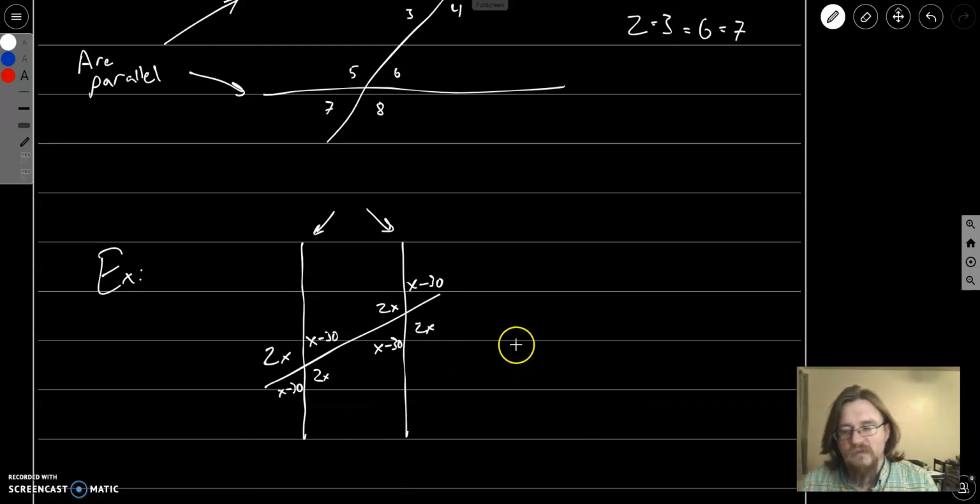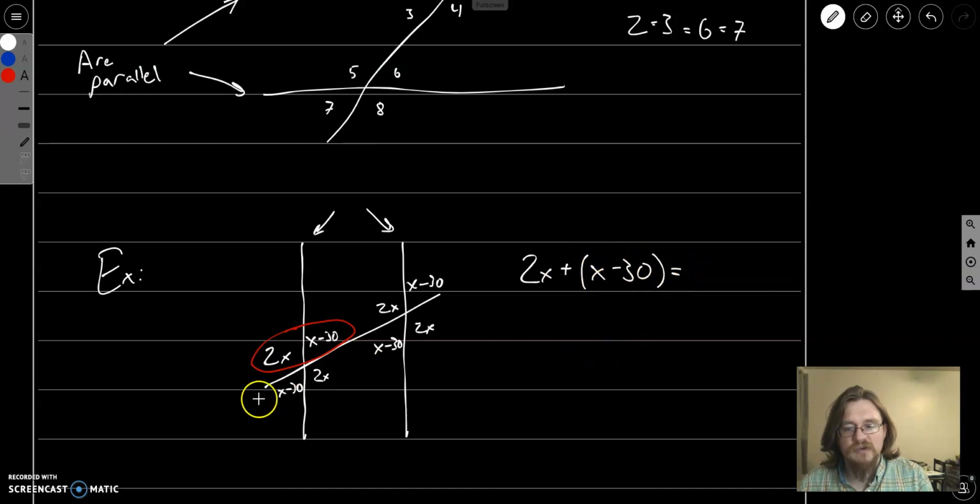Now we'll have to use a little bit more. So for instance, these two angles here, maybe I can do this in a different color, these two angles there form supplementary angles. This is a straight line, and those two angles together form that straight line. So we know that 2x plus x minus 30 is going to add up to the angle of a straight line, which is 180.